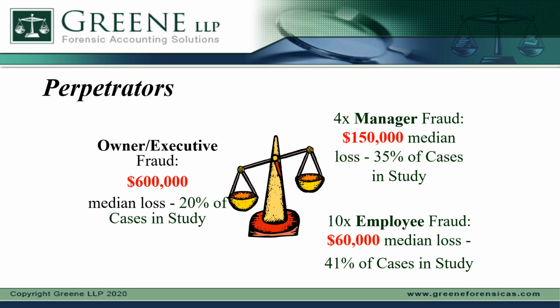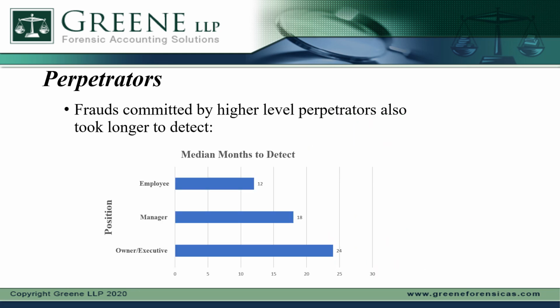The ACFE study has found that the median loss for owners and executives of occupational fraud is $600,000. That is 4 times the median loss of a manager at $150,000 and 10 times that of the employee at $60,000. The study found that frauds committed by higher level perpetrators take longer to detect. That would make sense, as higher level perpetrators often have the ability to override internal controls, as well as intimidate those that might identify the wrongdoing.